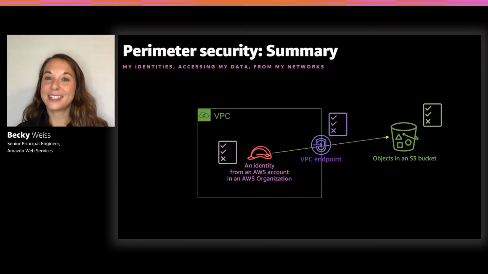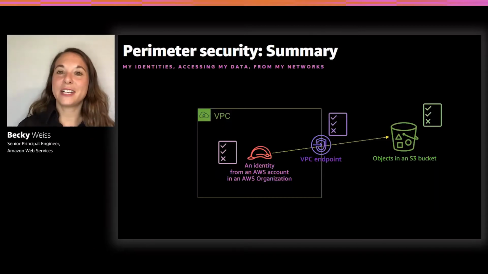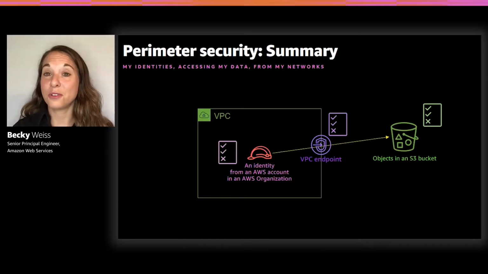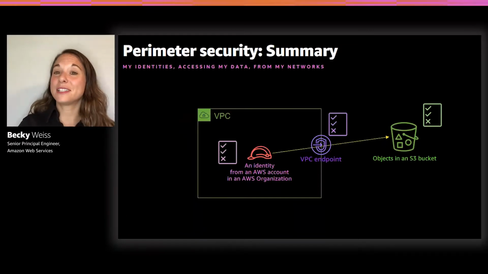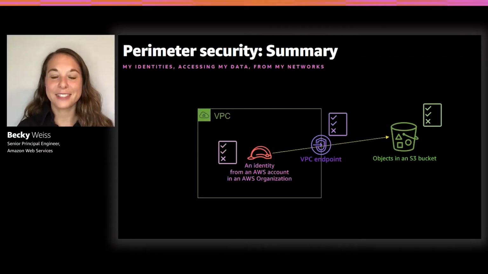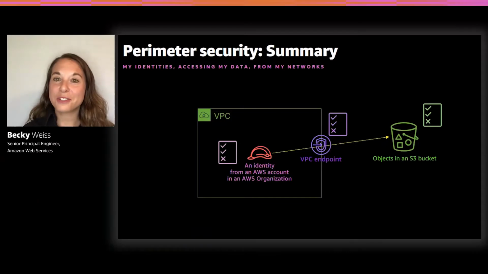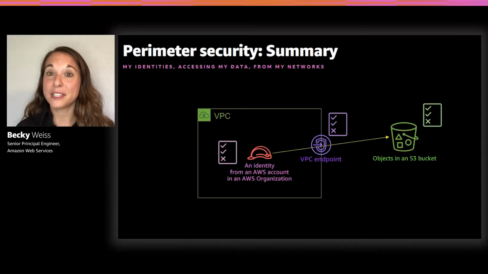Well, that's how you do a perimeter. You use your identity perimeter to say for my identities, they can access my resources and only work from my networks. You can use your network perimeters to say in this network, it's my identities and my resources. And you can use your resource perimeter to say it's my identities from my networks. So now we're going to turn it over to Raj, who's going to talk a little bit about implementing some of these perimeter controls at the Vanguard Group.